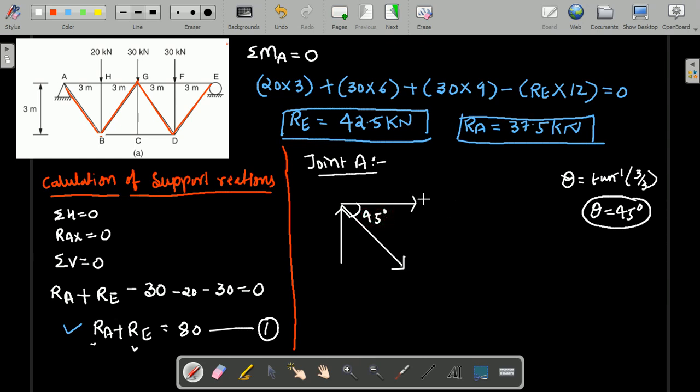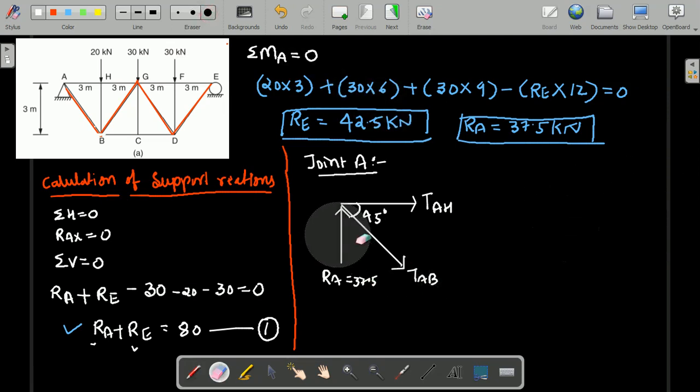I have written the free body diagram. Now I will write the member forces: this is TAH, this is TAB, and this is the support reaction RA. You need to consider RA. So RA is how much? That is 37.5, our RA value. So now for this joint we need to apply the equilibrium conditions.